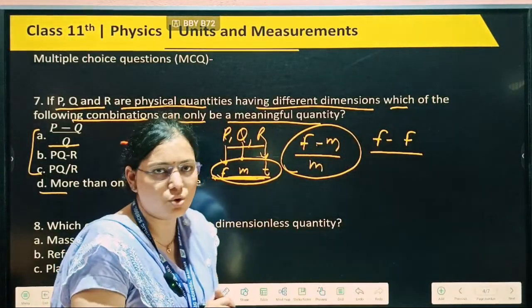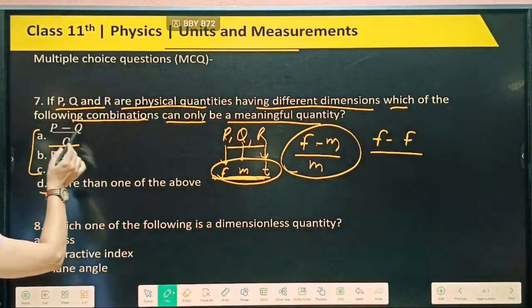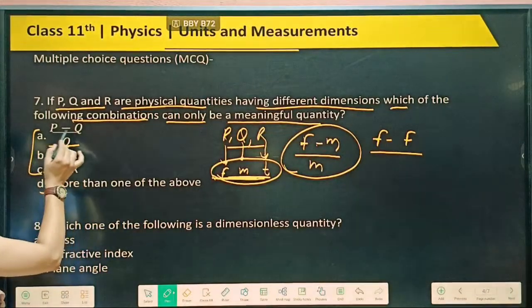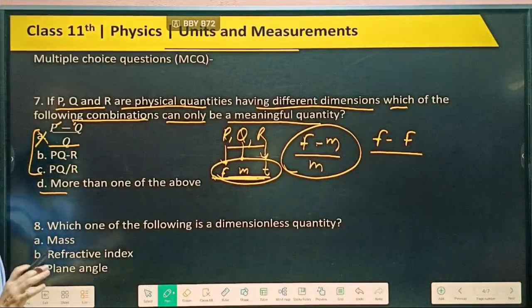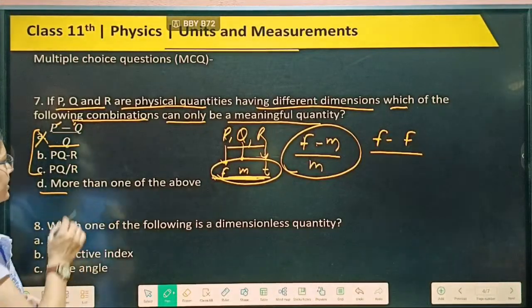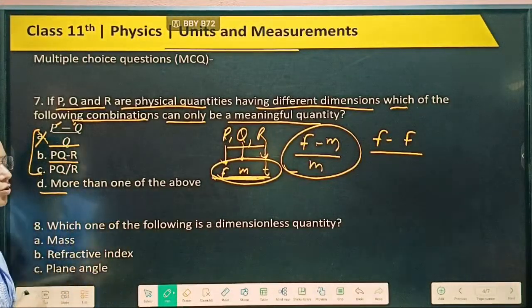Otherwise, it will be the wrong option. See, beta, P minus Q by Q has different dimensions for P and Q. That's why it is not possible. We can't write like this one. It is meaningless. Next, PQ minus R.